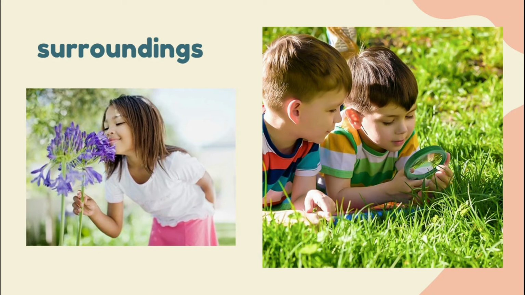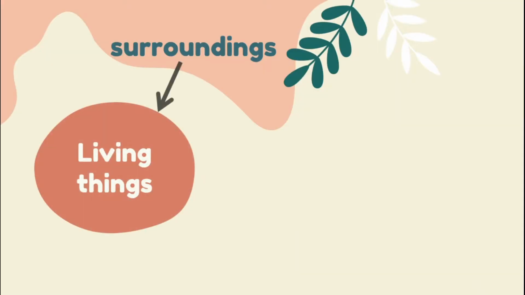So look at the screen. The boys and the girl is doing something with their surroundings. Like the boy look at the grass while the girl is smelling the flower. We can sort surroundings into 2 main groups. The first one is living things, and the second one is non-living things.